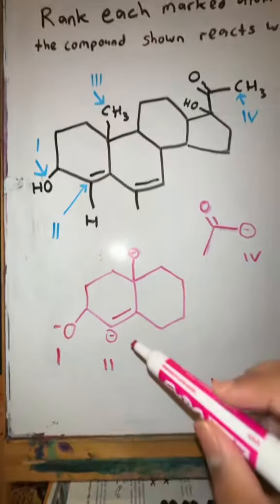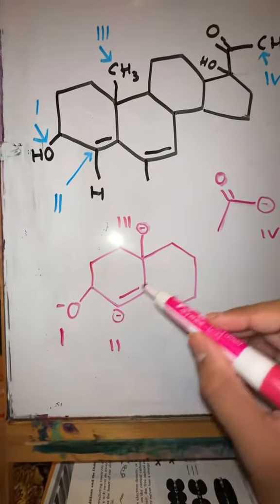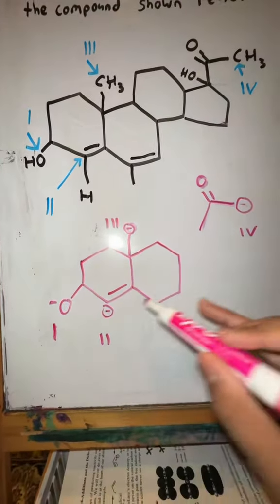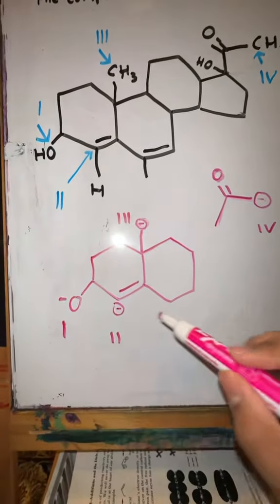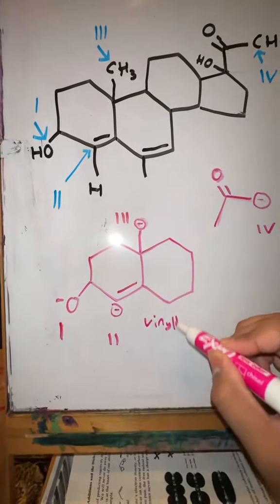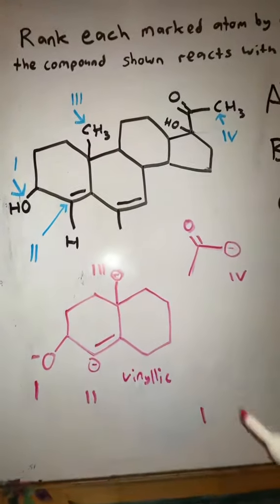Next, let's look at this carbon right here. This is right on a double bond. Double bonds, anything is bad. If you have a plus charge or minus charge on a double bond, it's bad. This is called vinylic. So this, we're not going to rank yet, but it's most likely going to be at the end, given what we just said.